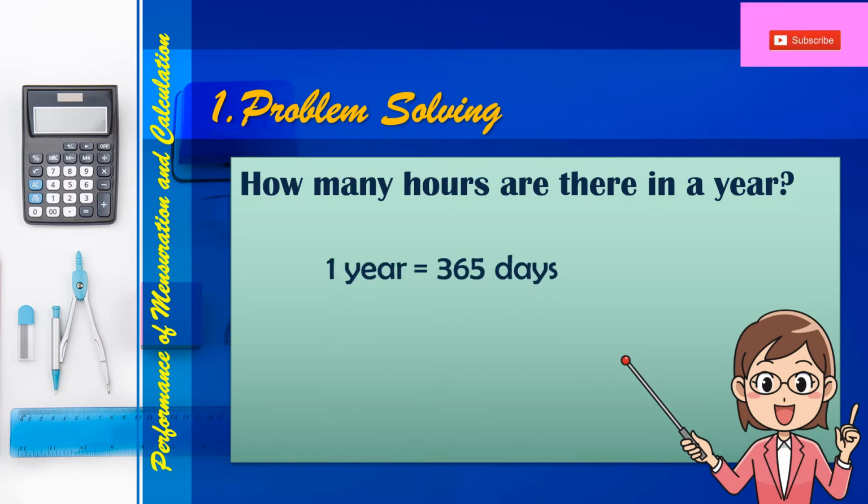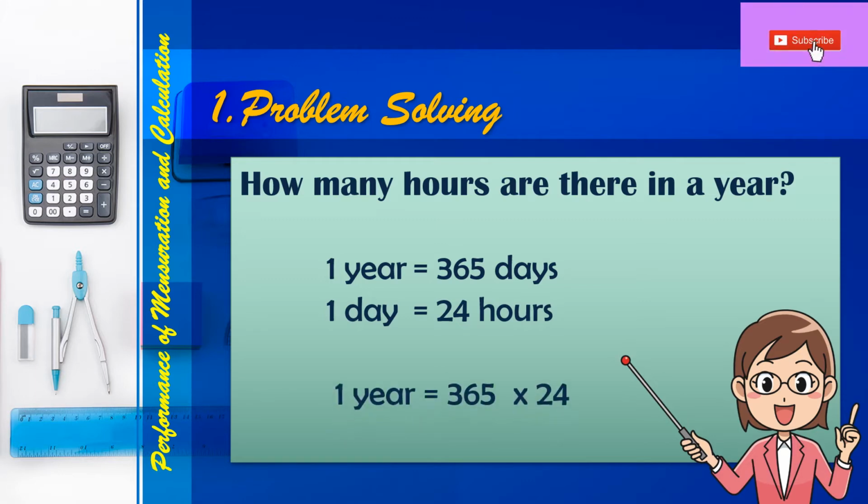Okay, so we all know that in 1 year we have 365 days, and in 1 day we have 24 hours. So meaning to say, we have to multiply 365 days times 24 hours. So the answer is 8,760 hours. So meaning to say, in 1 year, we have 8,760 hours.